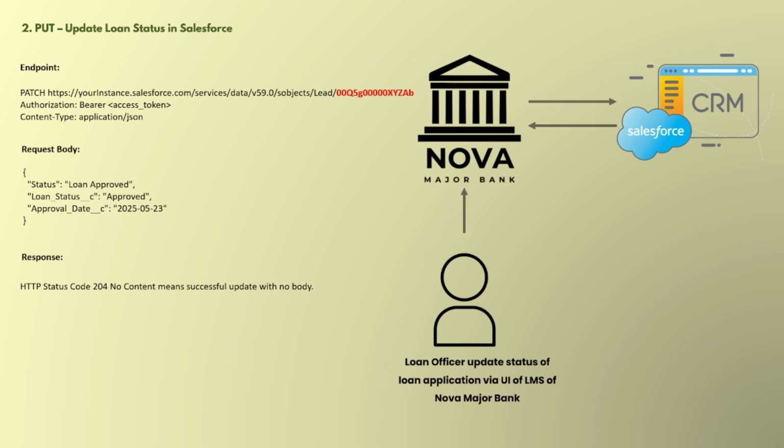What here is going on? A loan officer updates the status of a loan application, again using the loan management system UI of Noah Major Bank, saying that the loan of the customer, whose name is John, is now approved. So now it's Noah Major Bank's duty to update John's data into Salesforce. But now Salesforce is very much clear: Salesforce will not ask the name of the customer.